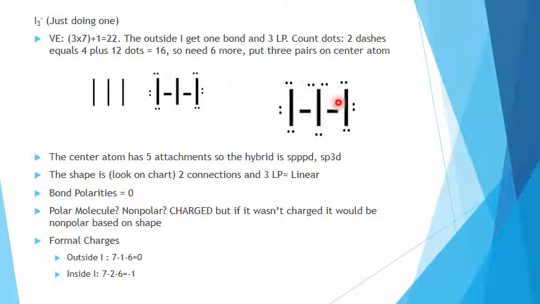Now, if we look at the molecule, we'll see that the center atom has 1, 2, 3, 4, 5 things attached, 2 bonds and 3 lone pairs. So that means the hybrid is going to be sp3d. When you look at this chart, it's kind of strange that this is a linear molecule. Hopefully you can see why. The lone pairs above and below kind of force this structure to be just straight.